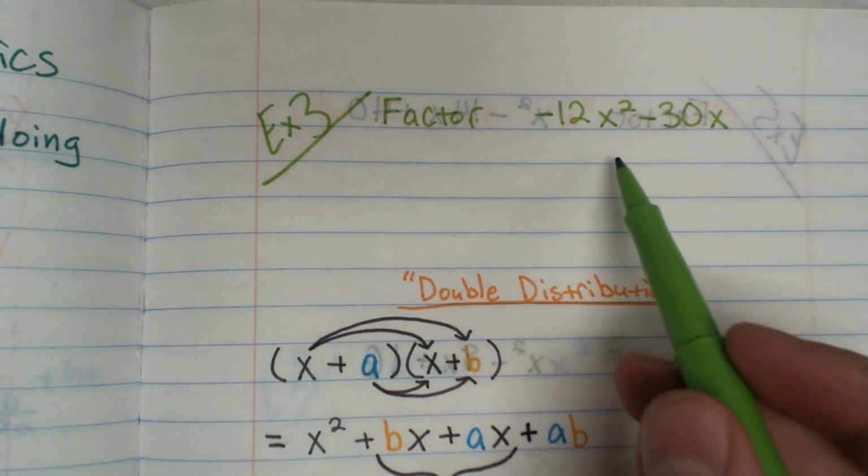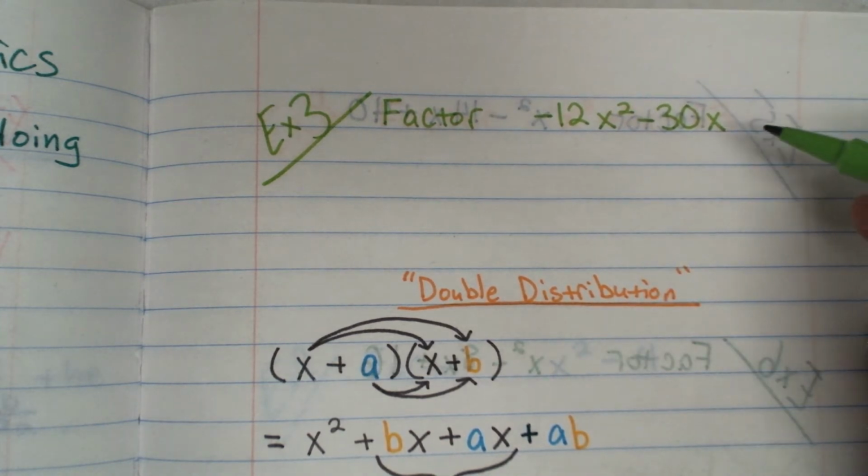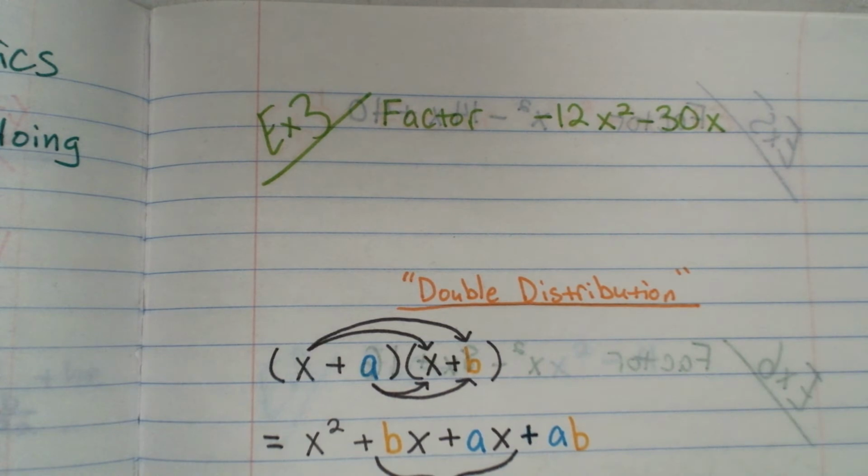Factor negative 12x squared minus 30x. We want to see the biggest term or biggest factor that goes into both of these.